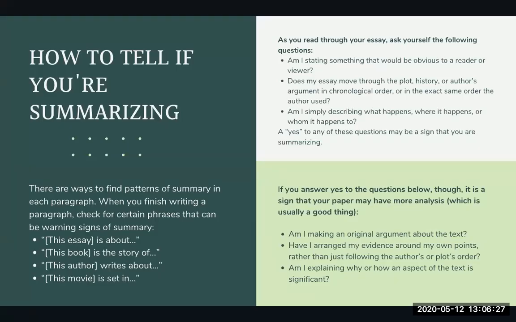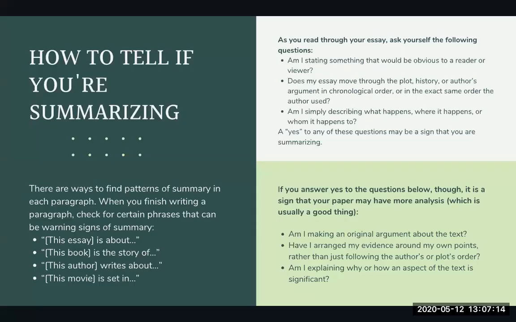So one is if you find yourself starting sentences with certain phrases. For example, saying this book is about, this essay is the story of, this author writes about, the movie is set in. If you find yourself doing any of those types of starting points, chances are that you're going into a summary. And like I mentioned earlier, a little bit of summary isn't a bad thing, but it really shouldn't extend more than 2 sentences. And if you find that sentence started an entire paragraph of summary, then you want to find the information that you don't need and take it out.